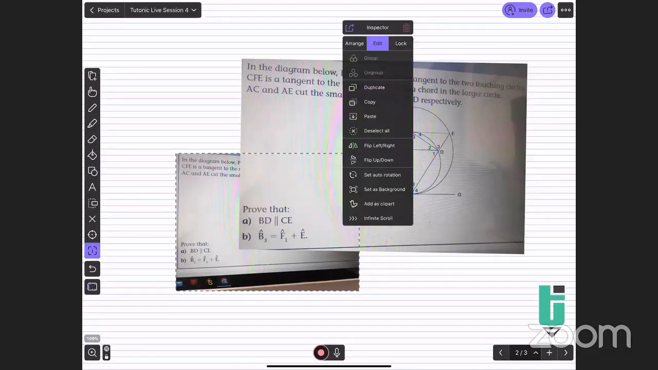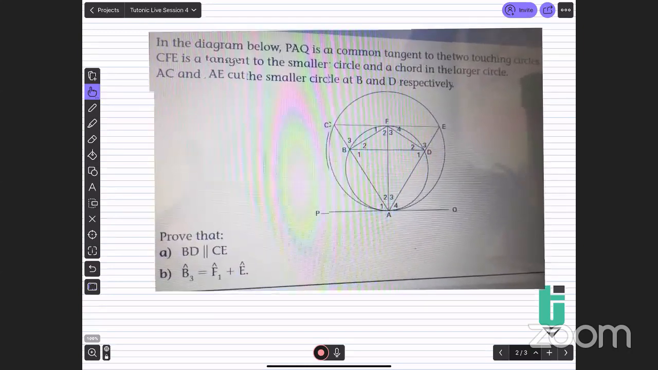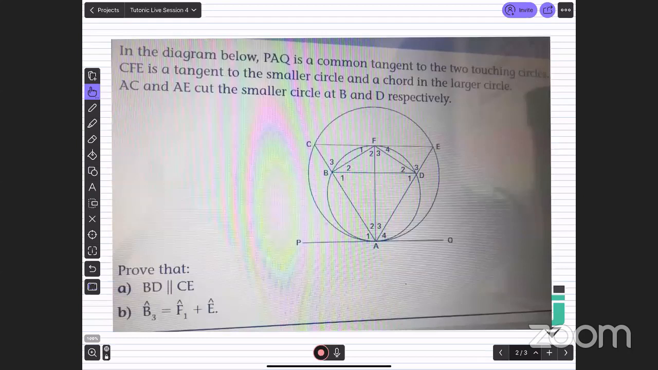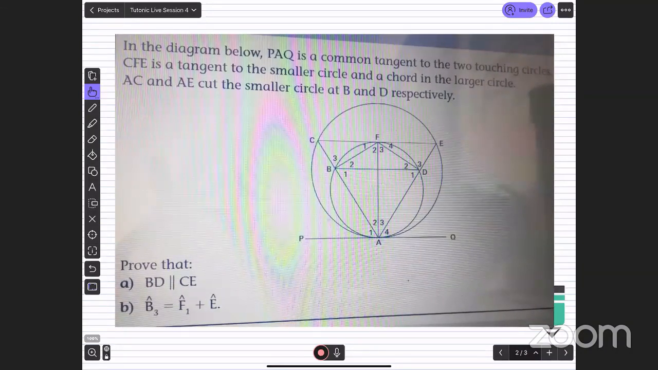So let's start. It says in the diagram below, PAQ is a common tangent to two touching circles. CFE is a tangent to the smallest circle and a chord in the largest circle. AC and AE cut the smallest circle at B and D respectively. So there's a lot of words here. Before we look at the diagram, I first try and extract as much information as I can from the statement. So it says PAQ is a tangent.